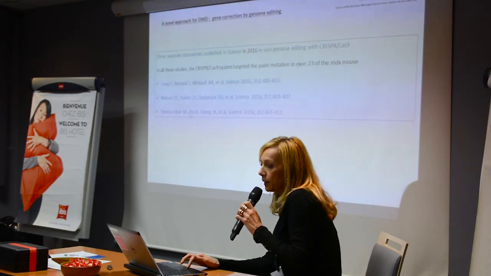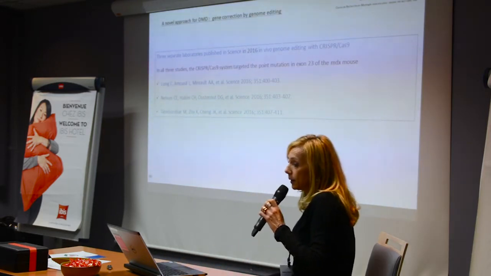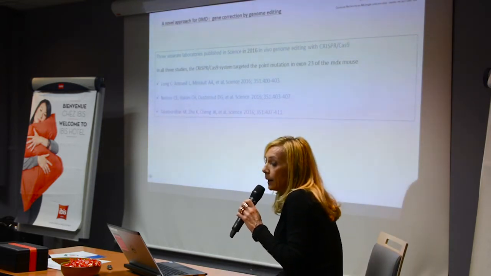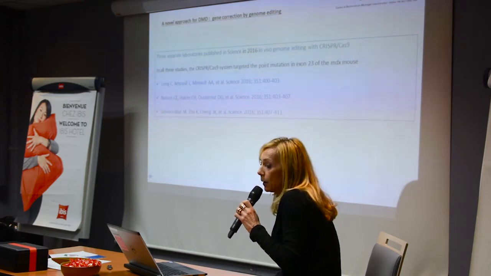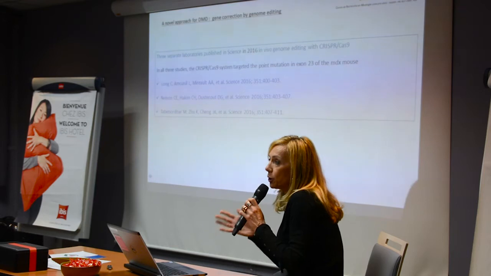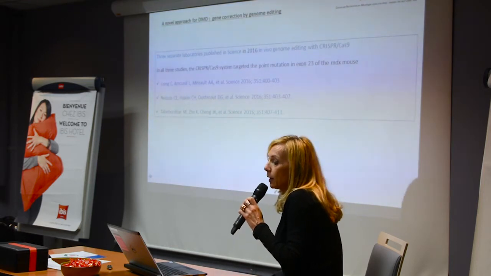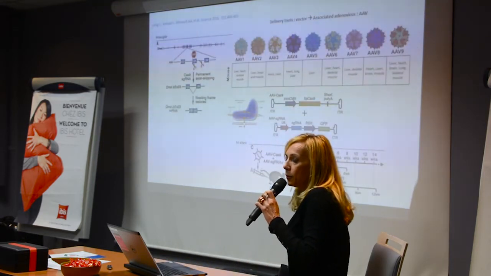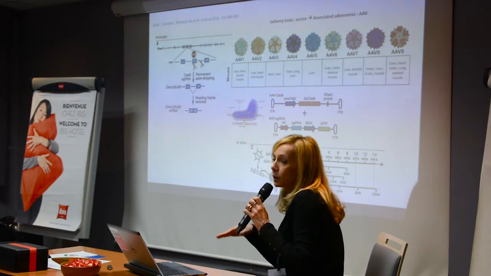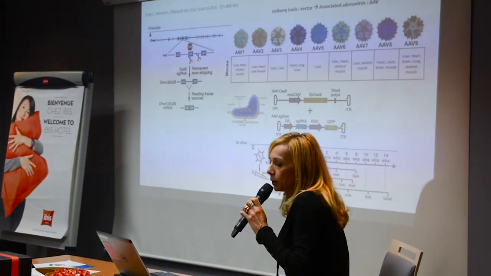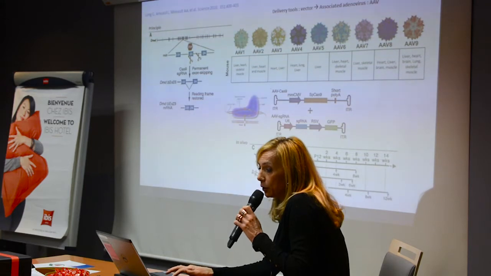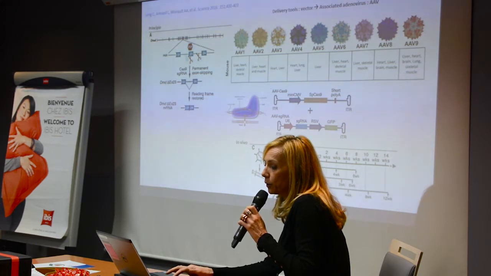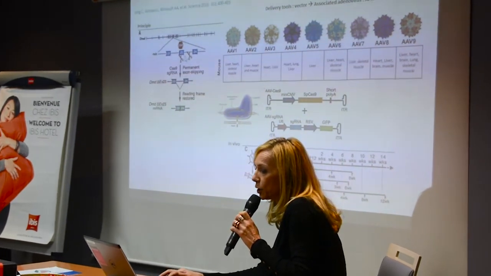As I told you, 3 separate laboratories published in Science this year in vivo genome editing with the CRISPR-Cas9 tool. In all these 3 studies, they target the point mutation in exon 23 in the MDX model. I will just focus on one of these 3 publications, because I can explain the 2 other ones afterwards. The principle is using the CRISPR-Cas9 tool to cut around exon 23 to remove this exon with the mutation.